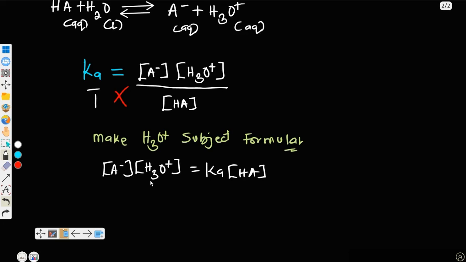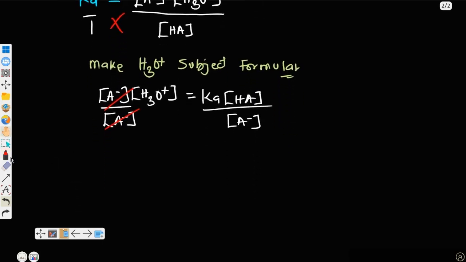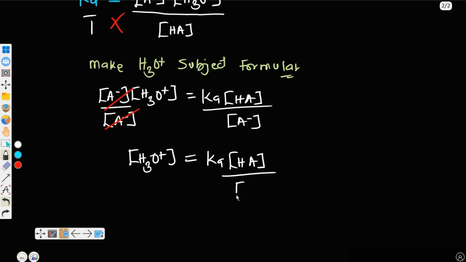Now, to get H3O plus to be at the reactant side, or subject of the formula, divide both sides by what? A minus. So that when you divide both sides by A minus, this can cancel this. And then what you will be having will be H3O plus equals, now this will give us Ka, there you have HA, there you have A minus.